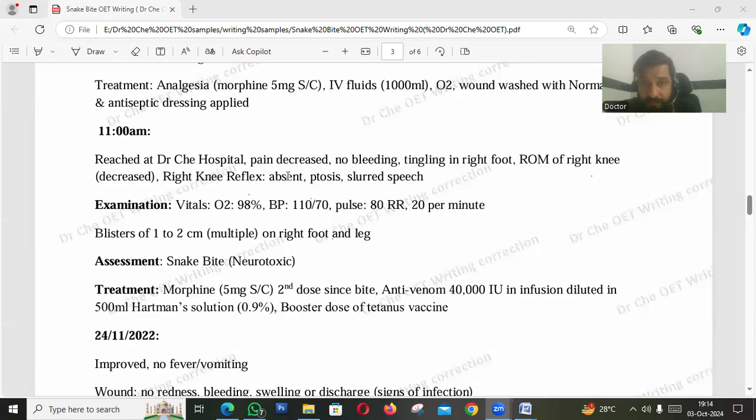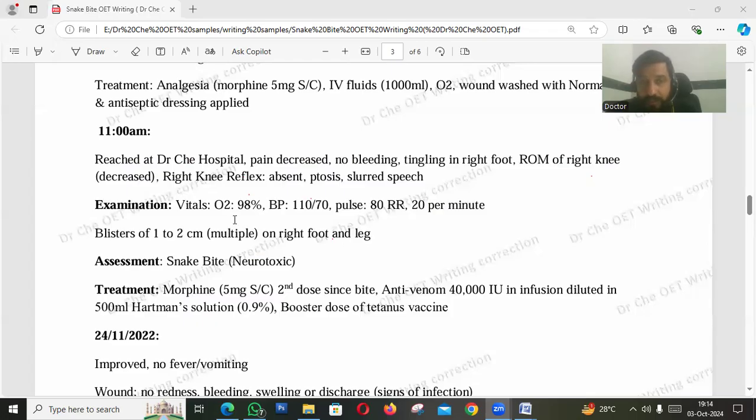Out of examination, O2 saturation is okay, blood pressure is okay, pulse is okay, respiratory is okay. So we will skip all of these vitals. But there is something new. There are multiple blisters of 1 to 2 centimeters on right foot and leg. This is important.